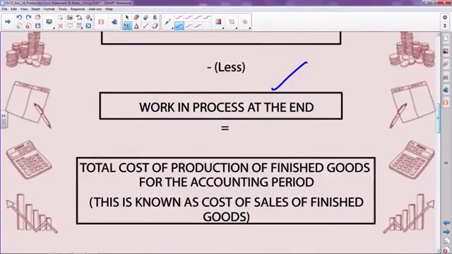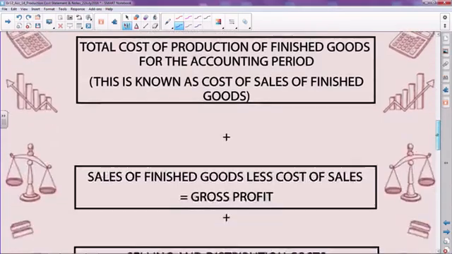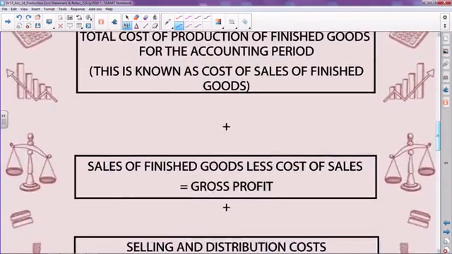Remember, it doesn't end there. We go a step further, and we say, if you take your sales of finished goods, less your cost of sales, that will give you your gross profit. And yes, this is also examinable, where you are asked to calculate the gross profit. What is it? It's your sales less your cost of sales.